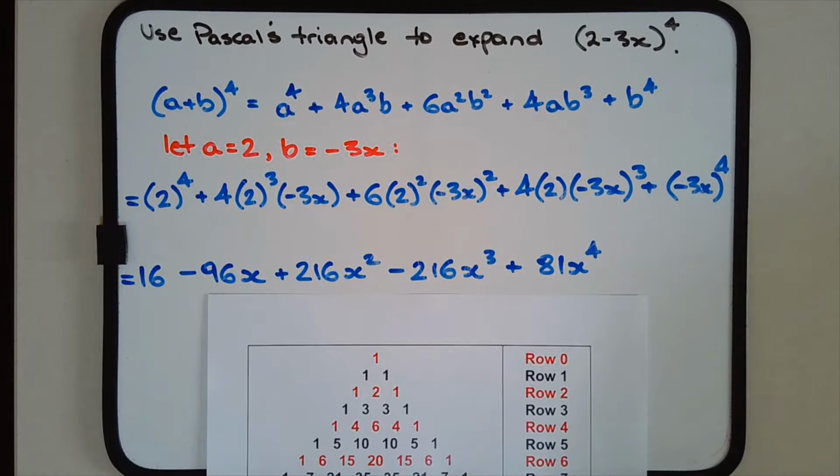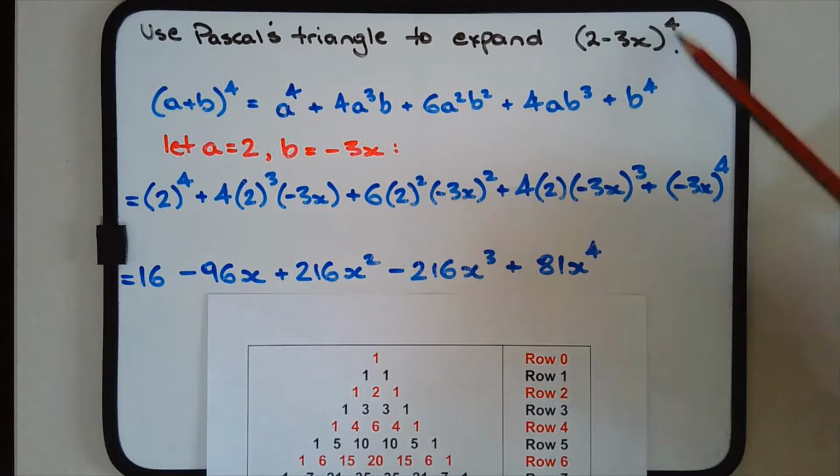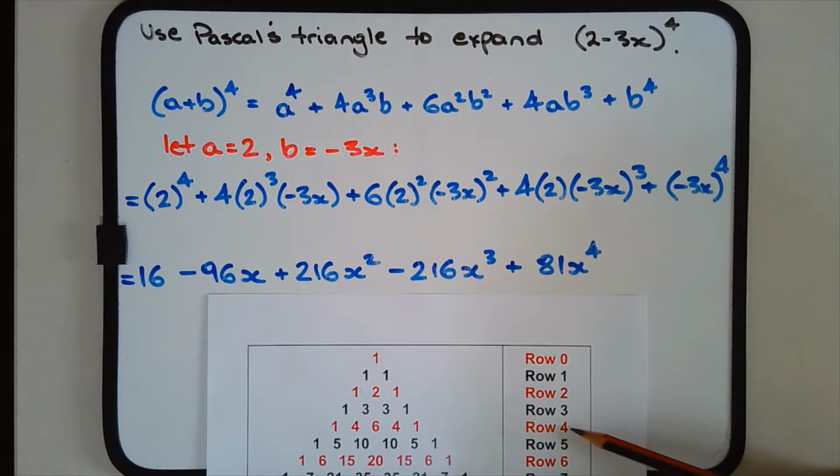Use Pascal's triangle to expand (2 − 3x)^4. Now, since the index of this binomial is 4, we'll need to refer to row number 4 from Pascal's triangle to help us determine the coefficients of the terms of the expansion.